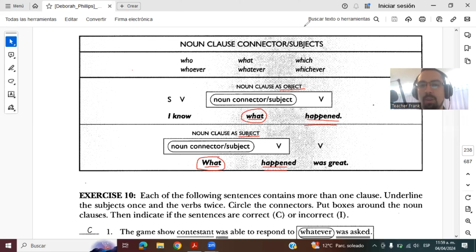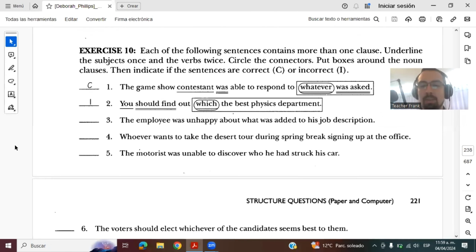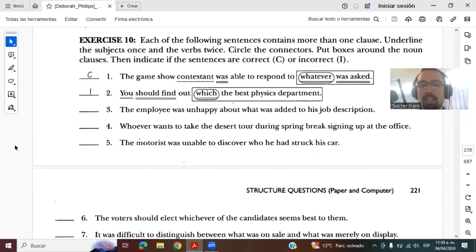So let's go with the exercises right down here. It says, each of the following sentences contains more than one clause. Underline the subjects as usual, right? Underline the subjects once and the verbs twice. Circle the connectors. Put boxes around the noun clauses, and then indicate if they're correct or incorrect, all right? So let's look at number 1 and number 2, and then you can pause the video to do 3 to 5, and then we'll do 6 to 10.